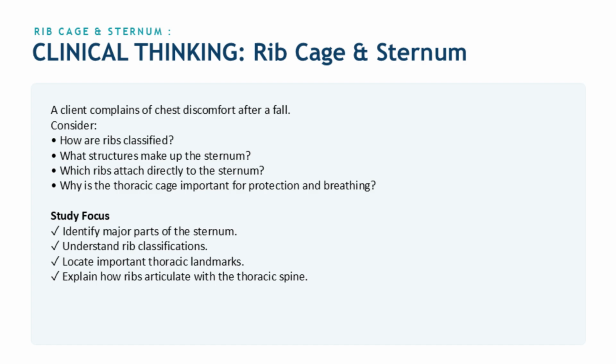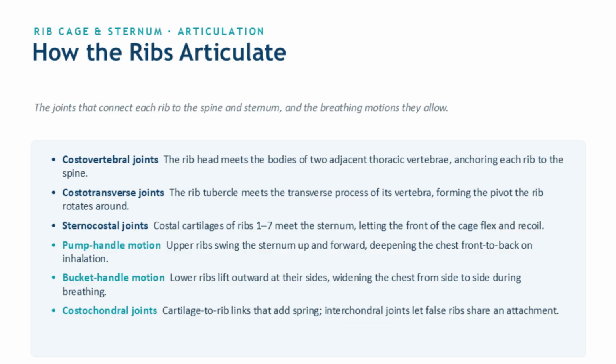To better understand rib movement, let's examine the joints that connect the ribs to the spine and sternum. How the ribs articulate. Breathing depends upon the coordinated movement of multiple joints throughout the thoracic cage. The ribs connect both posteriorly to the vertebral column and anteriorly to the sternum through costal cartilages. These articulations allow the rib cage to expand and contract during respiration. As you study these movements, visualize how the ribs lift, rotate, and expand during inhalation before returning to their resting position during exhalation. The mobility of these joints is essential for efficient breathing and overall thoracic function.